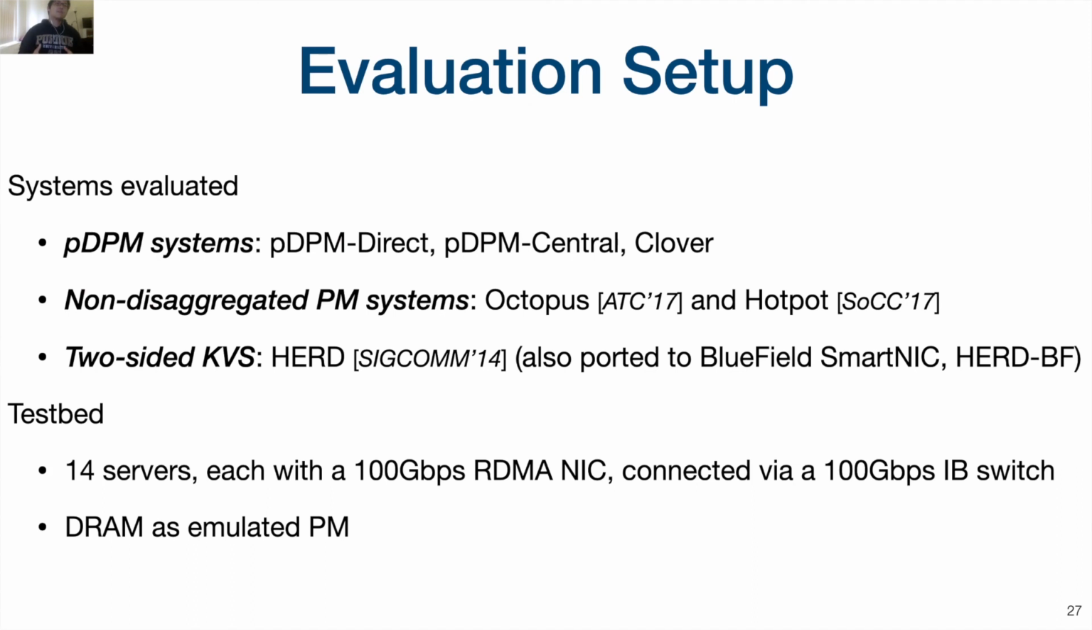In order to understand the pDPM systems and how they compare to active DPM, we carry out an extensive set of experiments. We run 3 pDPM systems: pDPM Direct, pDPM Central, and Clover. We run 2 non-disaggregated systems, Octopus and Hotpot, and the two-sided RDMA system called HERD. We also port HERD to Bluefield SmartNIC. Both of them serve as active DPM systems. We use a cluster of 14 machines, each with a 100 Gbps RDMA NIC, connected via a 100 Gbps IP switch. We were not able to get hold of enough persistent memory, therefore we use DRAM to emulate persistent memory performance.